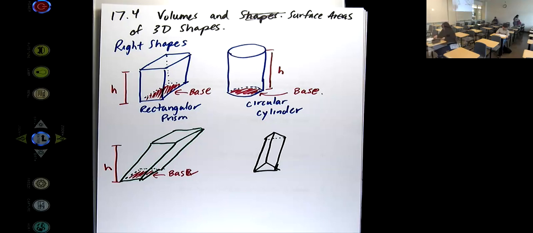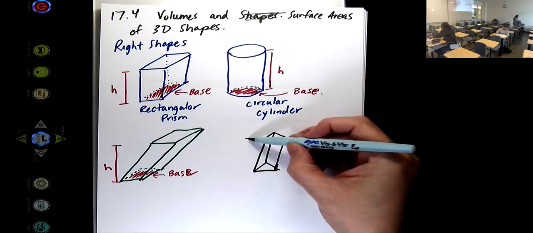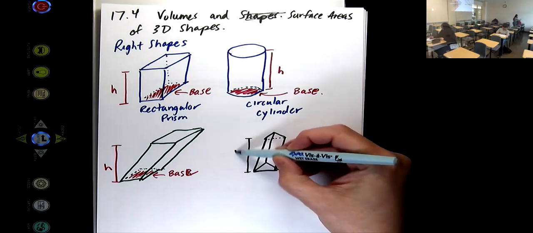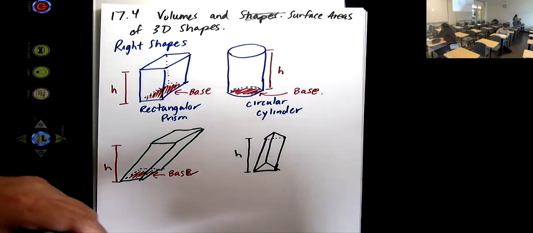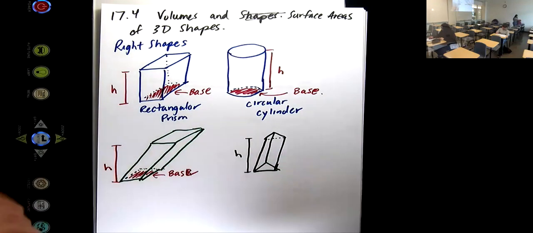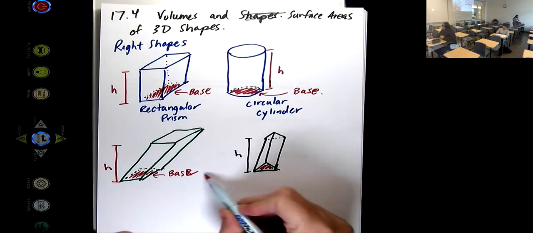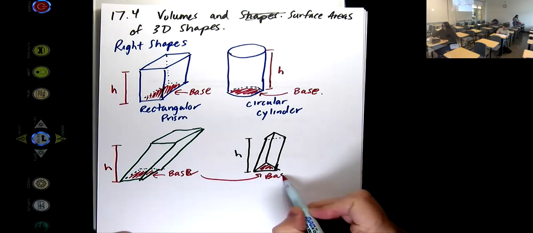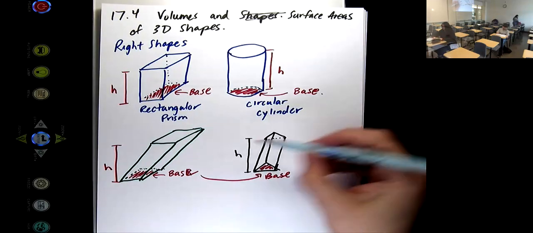And this one, again, the height is the distance here. But base is going to be the bottom of the triangle. And these are oblique prisms.